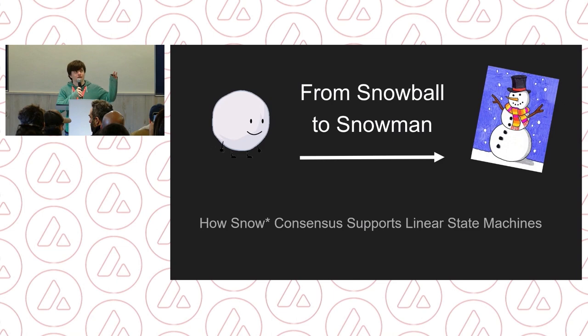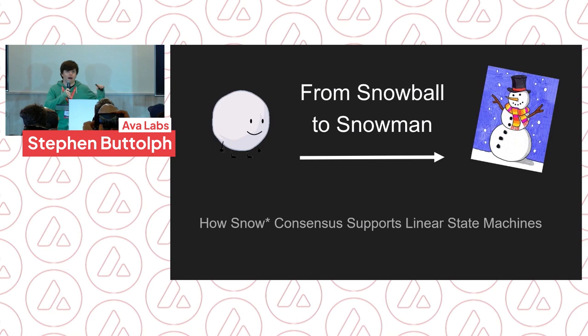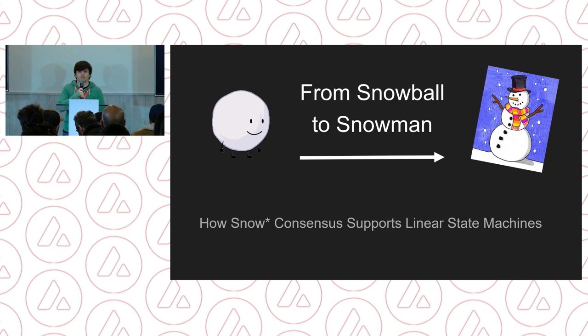Today I'm going to be talking about from Snowball to Snowman. So a little bit of a background on this is just that when Team Rocket first released the paper, it was titled From Snowflake to Avalanche. And that, of course, goes over the partial ordering DAG-supported Avalanche consensus. And this is basically explaining how we went from that to support linear state machines with Snowman consensus.